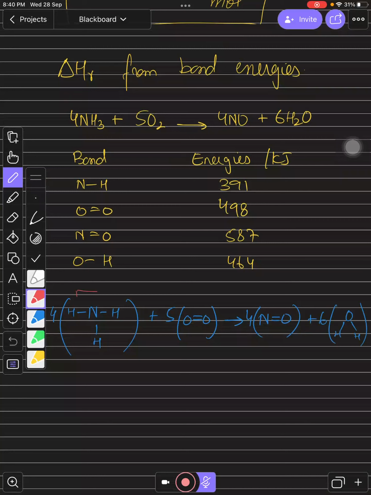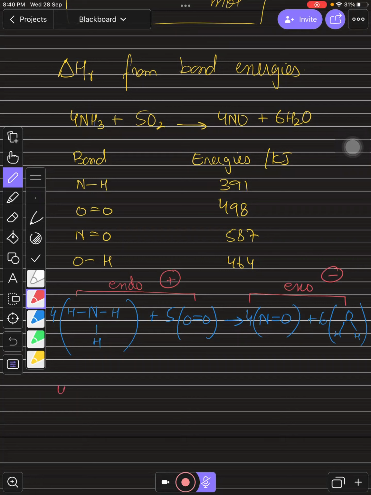This is actually the bond breaking. So this is an endothermic reaction. These bonds will break, and these bonds will be formed. This is exothermic. So the value over here will be positive and this will be negative, right? And then you just take the difference of these two values, right?